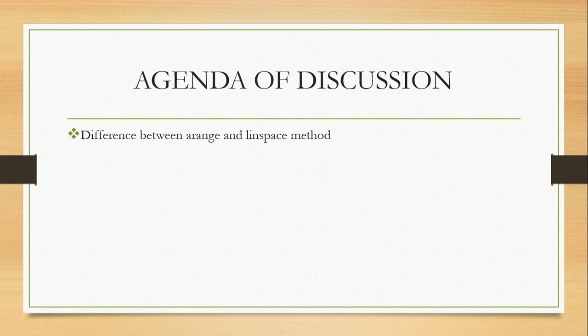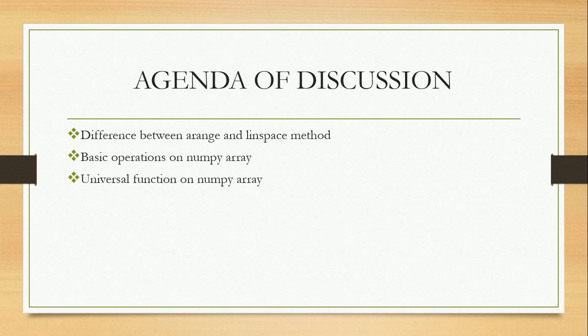We are going to cover the difference between arange and linspace methods, and basic operations on a numpy array, that is, what basic operations we can apply on a numpy array, because since long we are discussing that we can do scientific computing by using numpy arrays. Then thereafter we will be discussing universal functions, that is, what all universal functions are available on a numpy array.